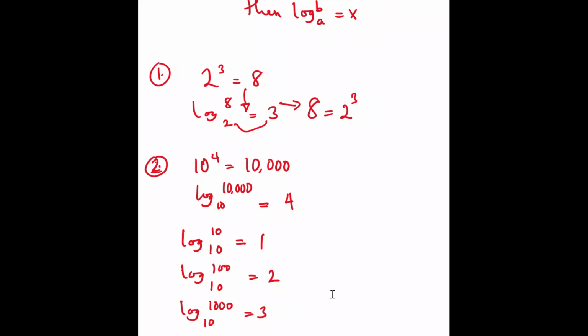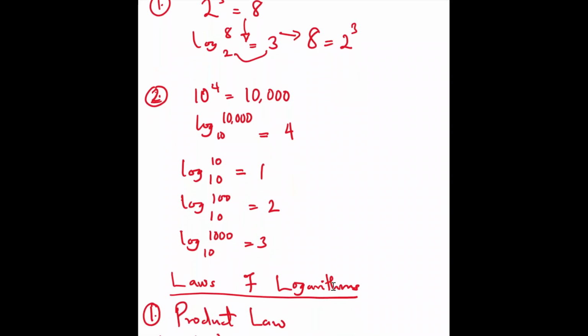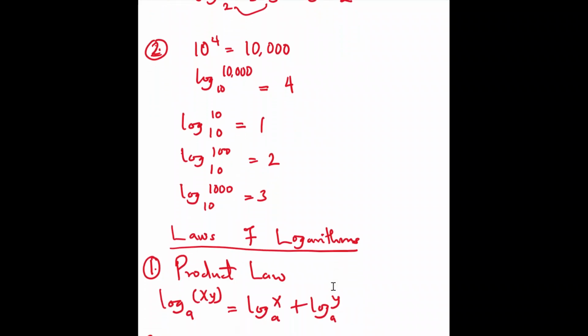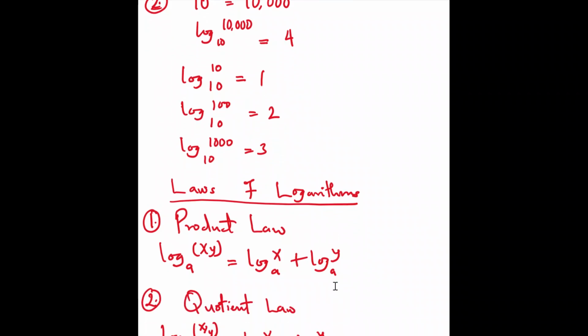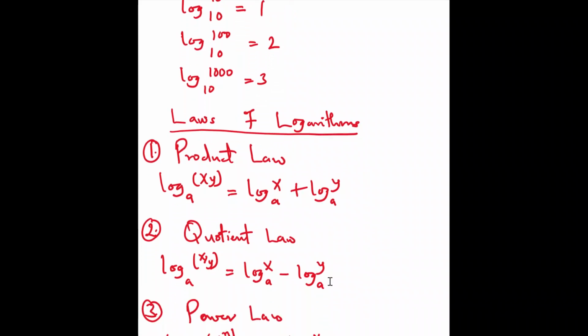Now I'm going to talk about the laws of logarithms. The first one is the product law: log xy base a equals log x base a plus log y base a. So when two numbers are multiplied inside a logarithm, separating them gives addition of the two logarithms. The second is the quotient law: log x over y base a equals log x base a minus log y base a, as long as they have the same base.